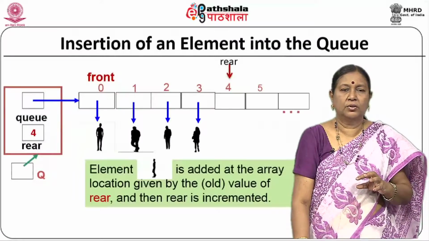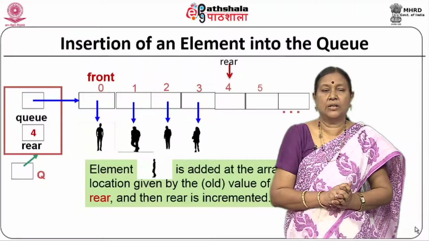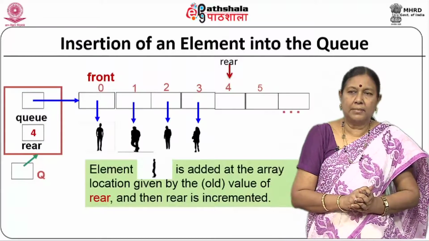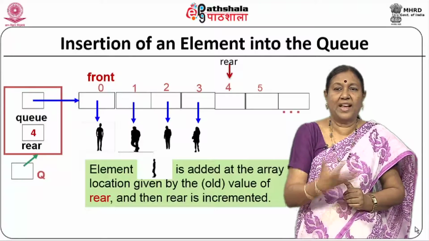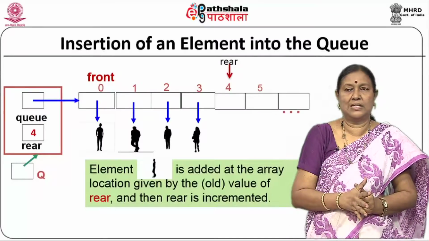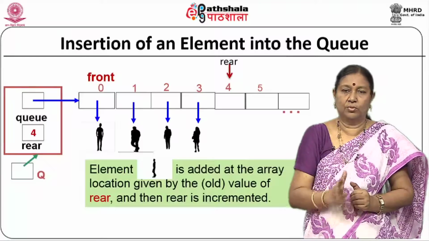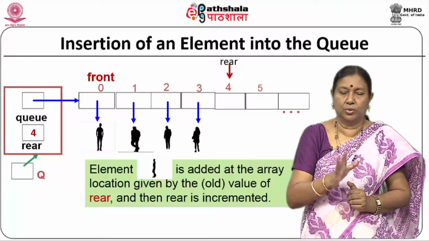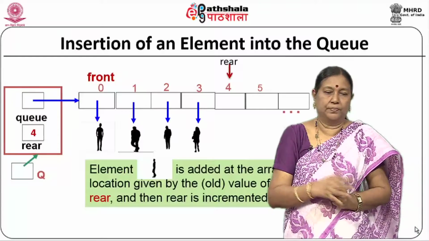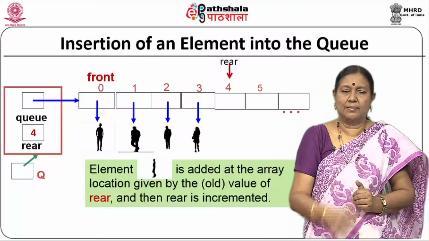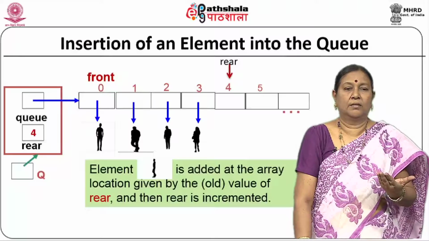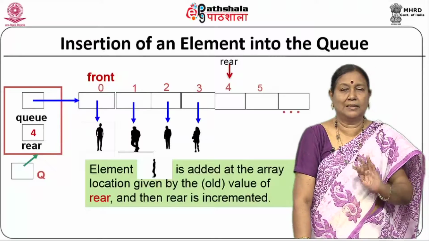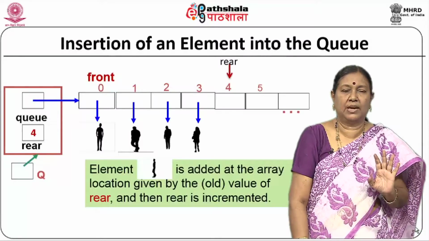Okay. So, now let us go to the insertion into a queue. Remember we have discussed in the last module that for insertion, there is nowhere else to insert; you always have to insert at the rear of the queue. That is the definition of the queue ADT. So, we want to insert the element shown there to the array location given by the rear, and then the rear has to be incremented. This is the basic operation that we have to do.